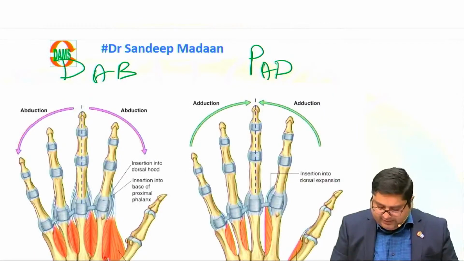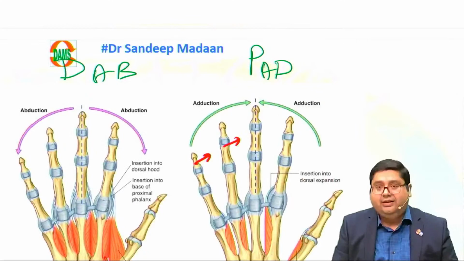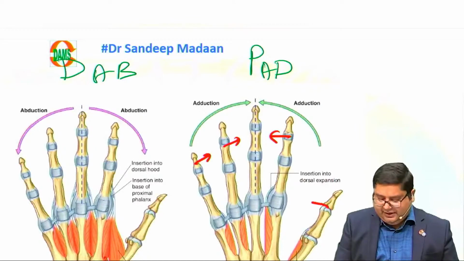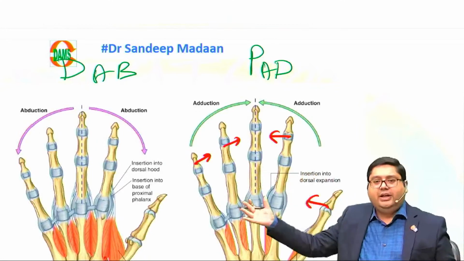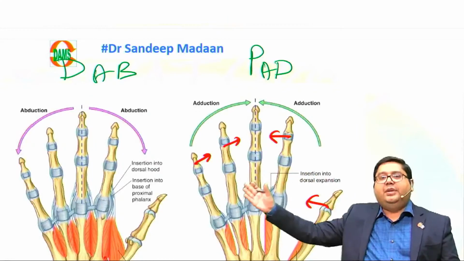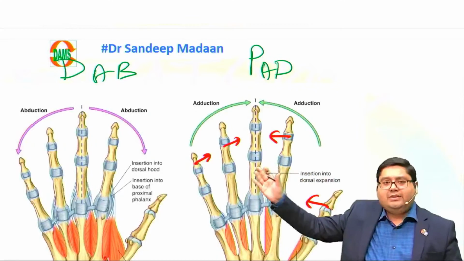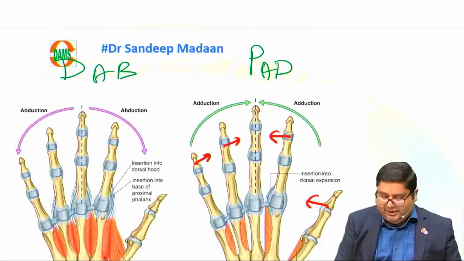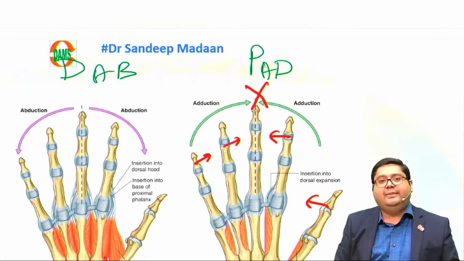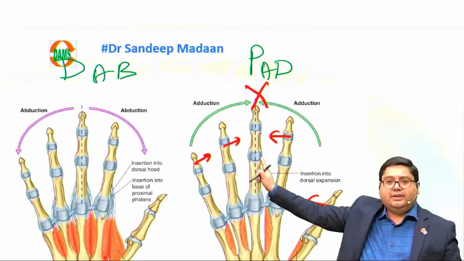So here we can say this finger can be adducted, yes. This finger can be adducted, yes, but the middle finger is already in the axis. It cannot be adducted. If it cannot be adducted, it does not need the muscle for adduction. That is, palmar interossei will be absent in the middle finger. So that is the answer, correct?